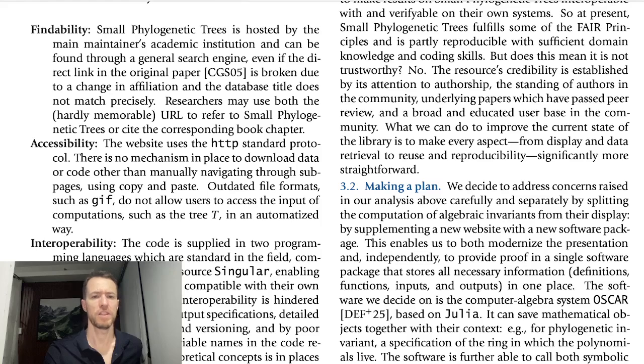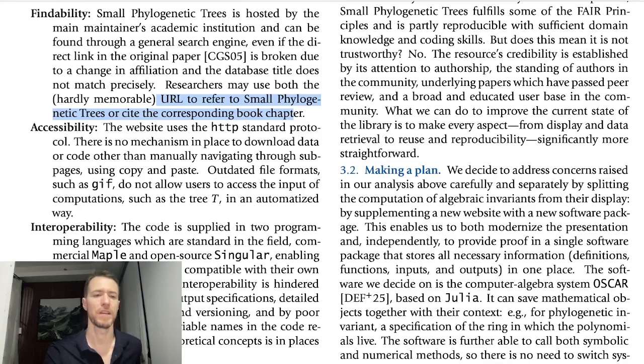Findability. Small phylogenetic trees is hosted by the main maintainer's academic institution and can be found through a general search engine, even if the direct link in the original paper is broken due to a change in affiliation and the database title does not match precisely. Researchers may use both the hardly memorable URL to refer to small phylogenetic trees or cite the corresponding book chapter. Par for the course for academia.